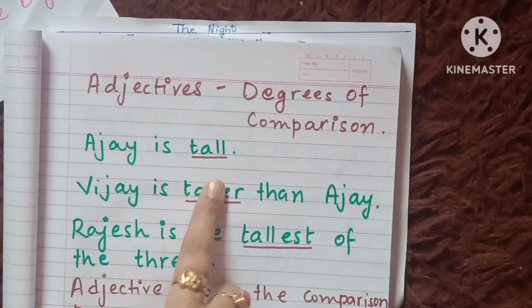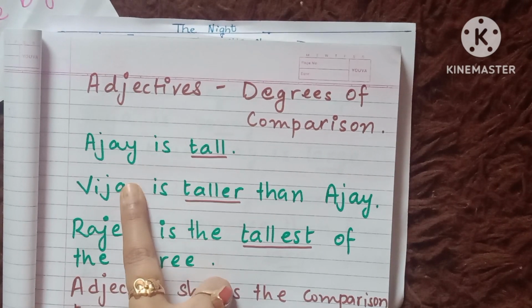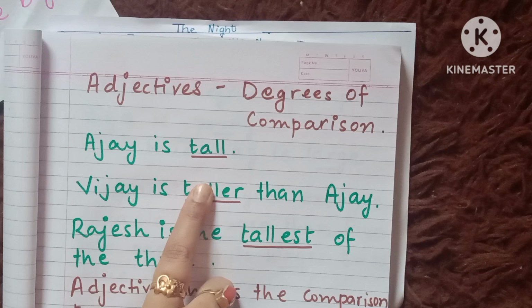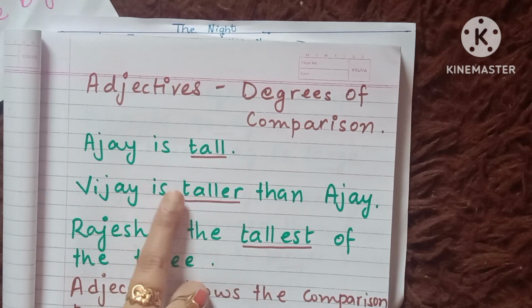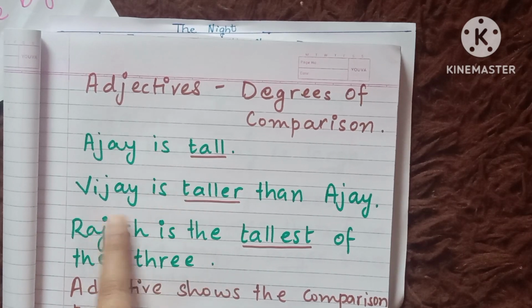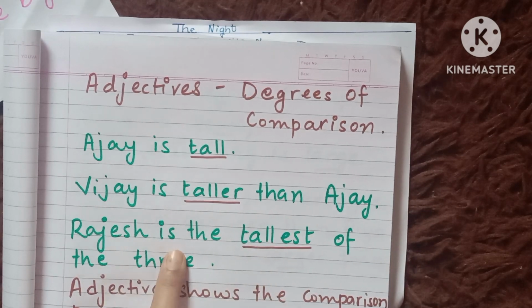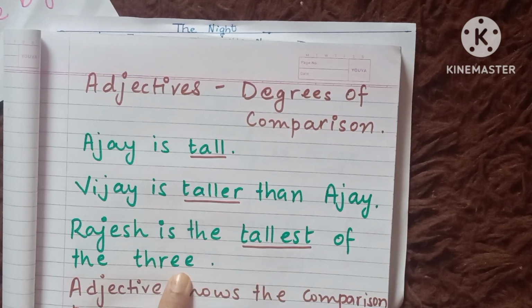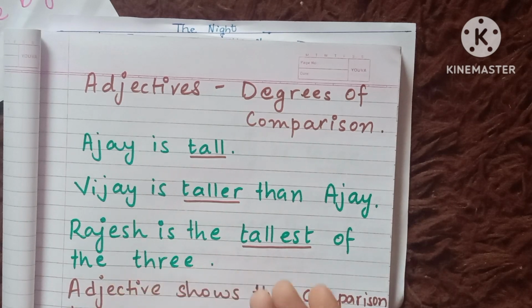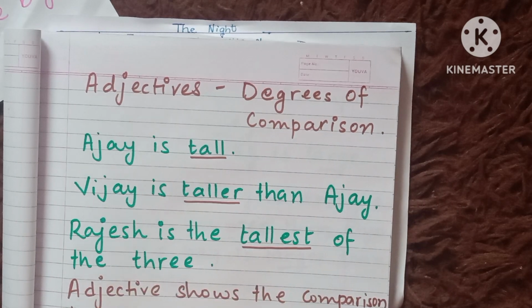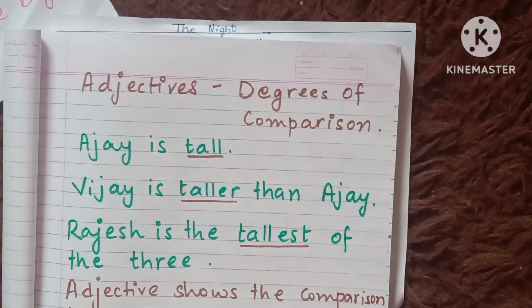Now here there is no comparison. Ajay is the only one we are reading about, or telling about. So Ajay is tall. Vijay is taller than Ajay. And Rajesh is the tallest of the three. It can be more than three also. As I said, more than two is the superlative.